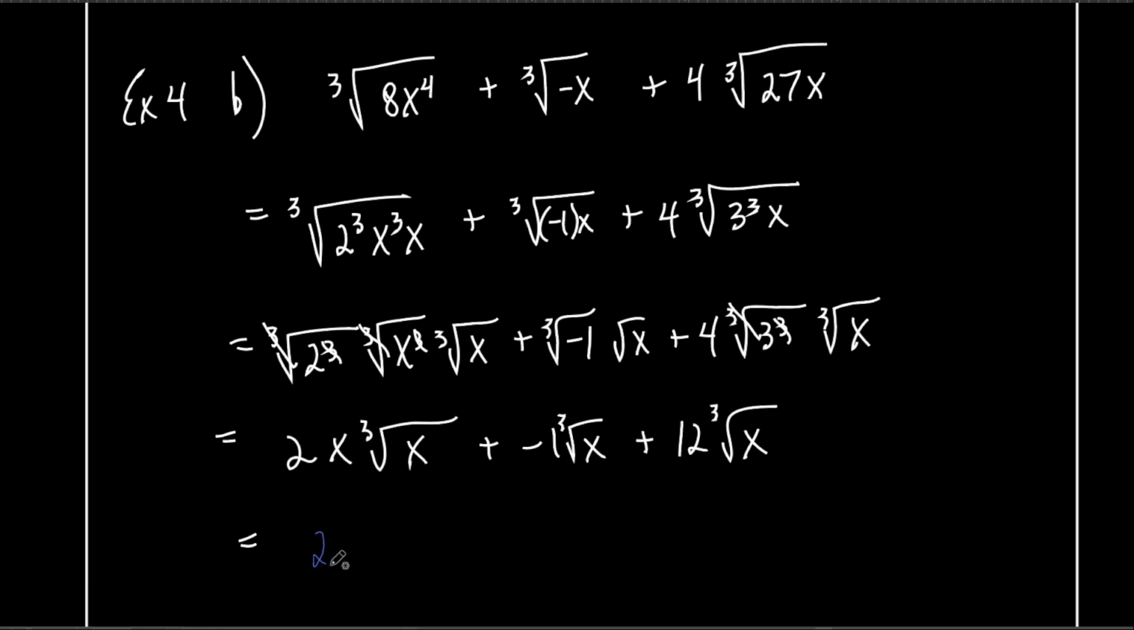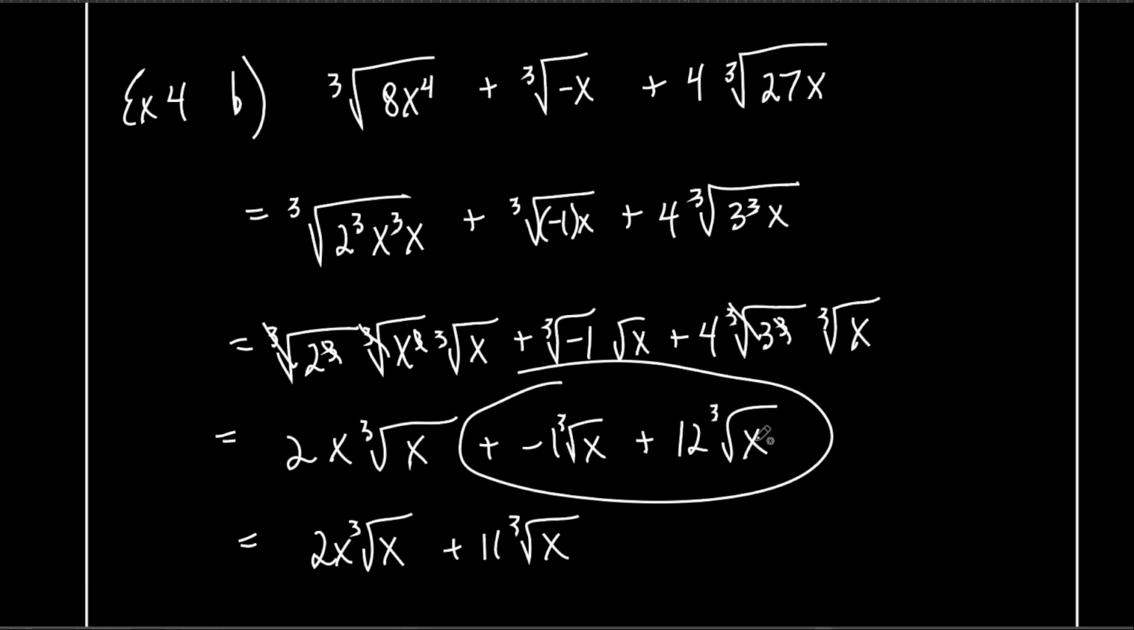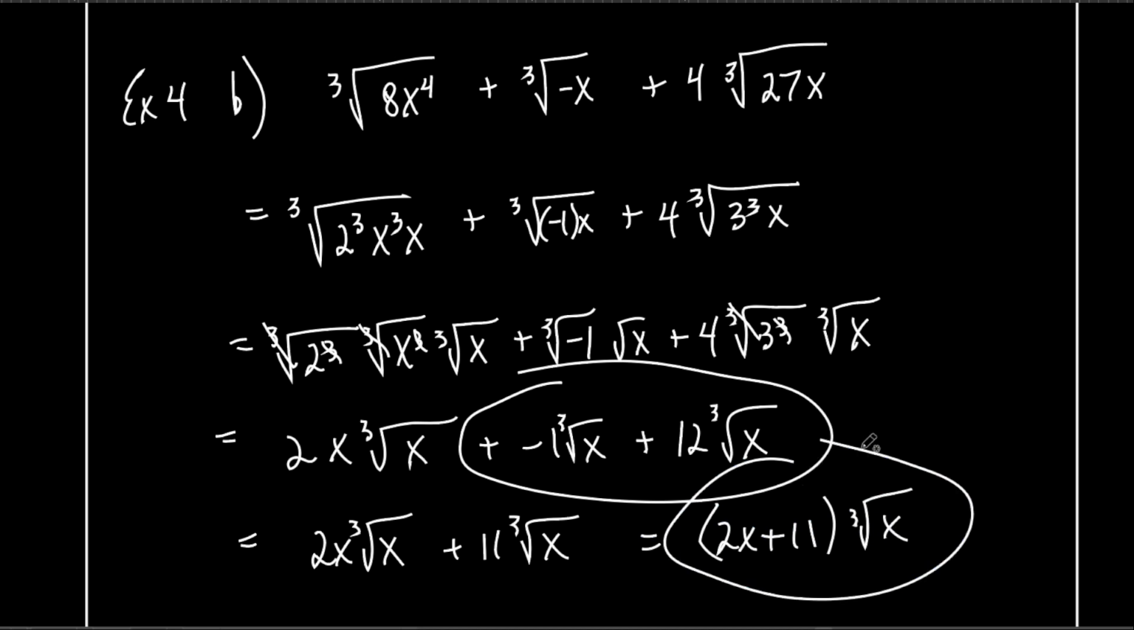Don't pack up yet. So this is going to be 2x times the cube root of x. What's this going to be? This is a negative 1 plus 12, which gives us plus 11 cube root of x. That's the like terms right there. Okay, we added the like terms. This is not a like term. So we have to write it just like this. I would just keep it like this. The book writes it like this. They factor out a cube root of x. I would be perfectly fine if you just kept it like that.